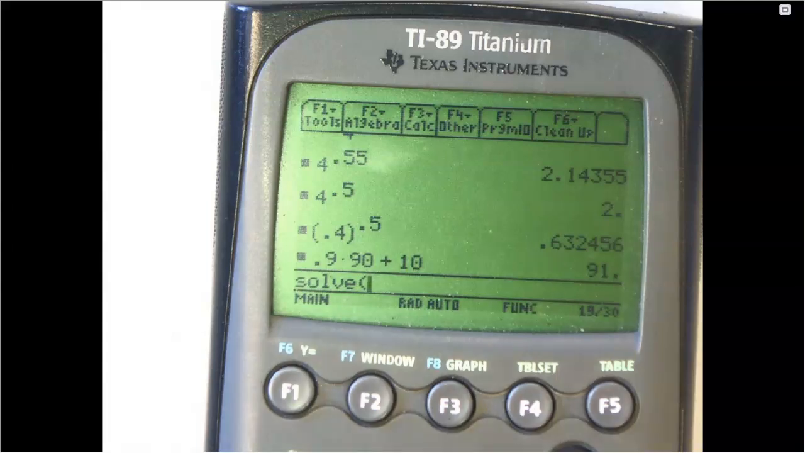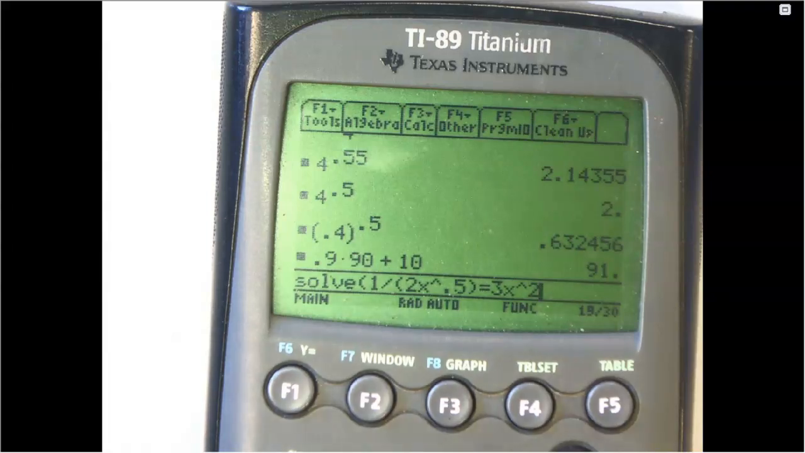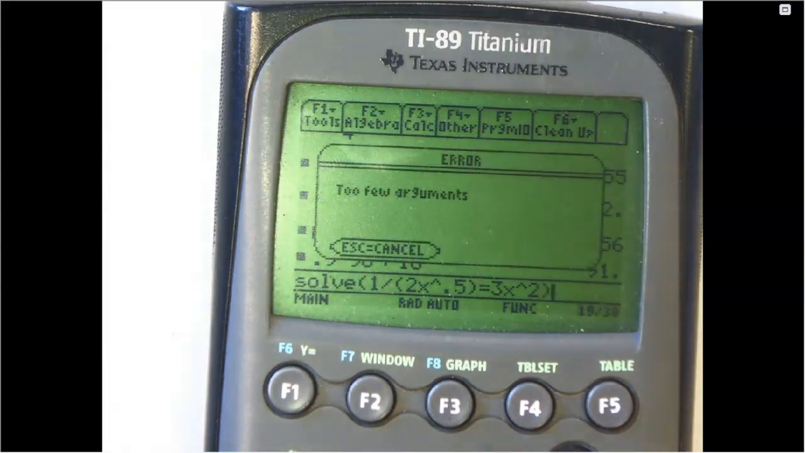So if the derivative was 1 divided by 2x to the 0.5, that was the left side of my equation, right? And then you literally put the equal sign. The right hand side was 3x squared. Don't hit enter yet. If you were to hit enter now, it would tell you too few arguments.